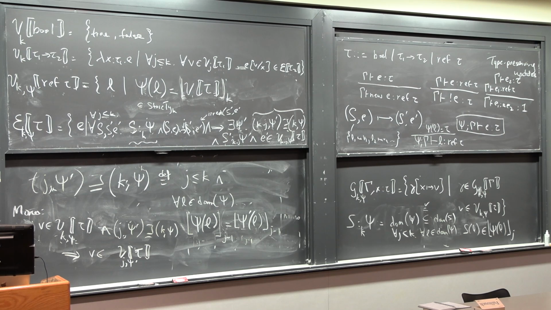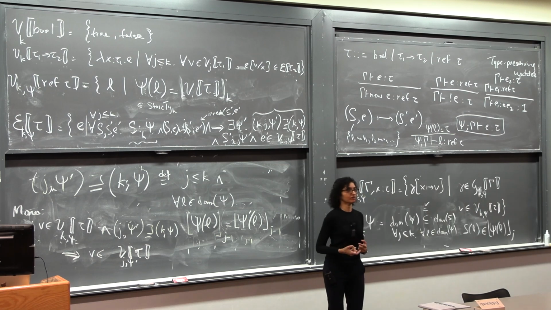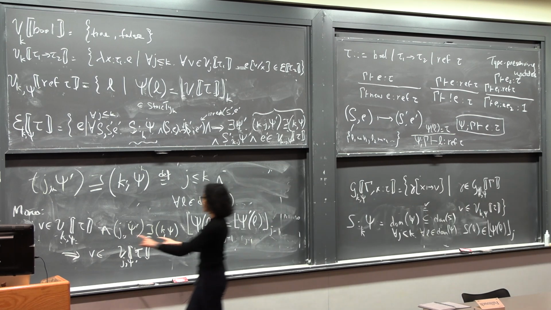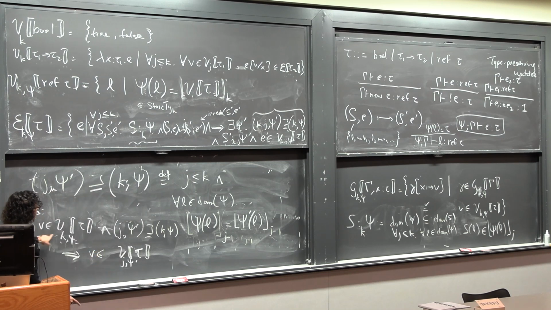Monotonicity is something you have to prove about every single V relation interpretation that we wrote down. So yes, this lemma is something we have to prove by induction on tau. And we will have a case for Boolean, a case for function, and a case for ref.